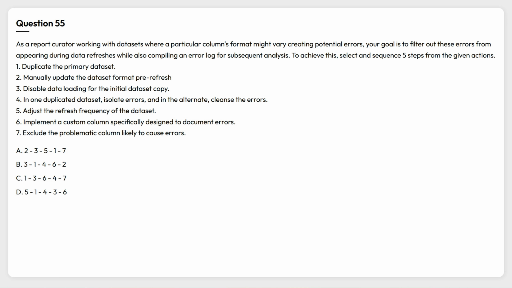Question number 55. As a report curator working with a dataset where a particular column's format might vary, creating potential errors, your goal is to filter out these errors from appearing during data refreshes, while also compiling an error log for subsequent analysis. To achieve this, select and sequence 5 steps from the given actions.